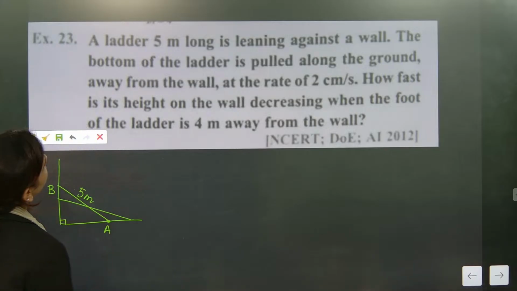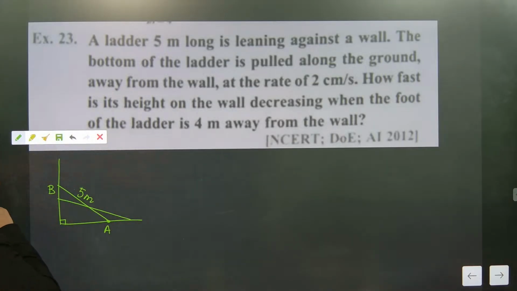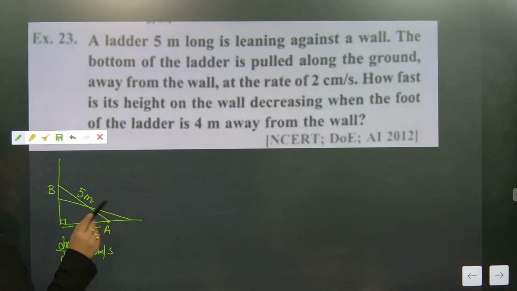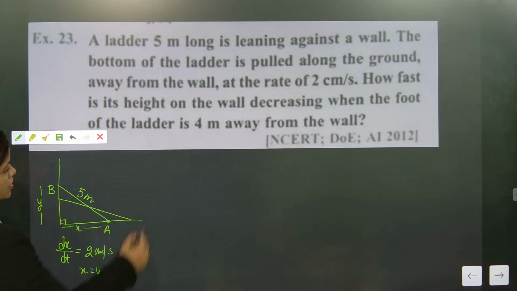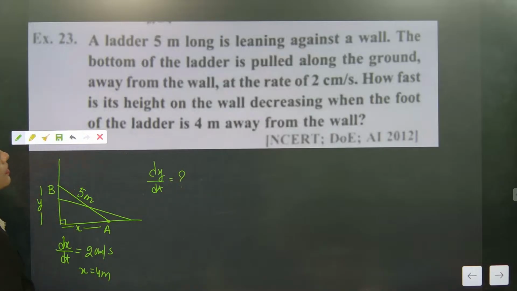So here what is there? The bottom of the ladder is pulled along the ground away from the wall at a given rate. So beta, what is changing? If this is x, then dx by dt is equal to 2 centimeter per second. How fast is the height on the wall decreasing when the foot of the ladder is 4 meter away from the wall? So when x is equal to 4 meter, you have to find the height changing. Let the height be taken as y. Understood? So you have to find dy by dt.